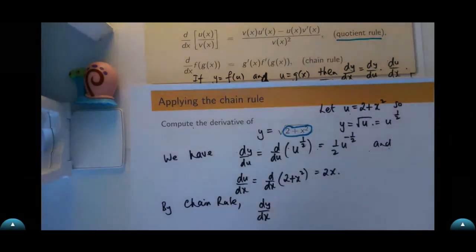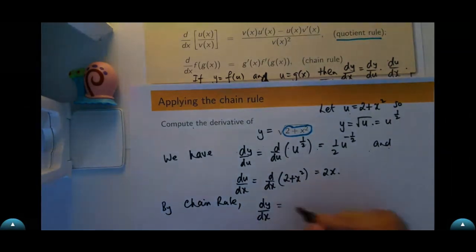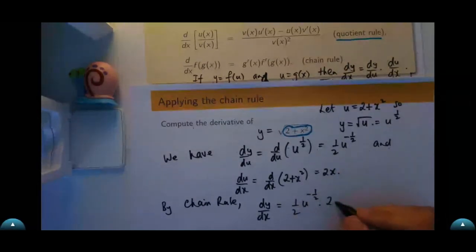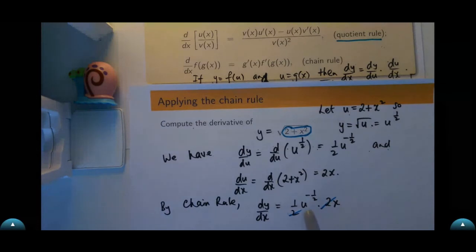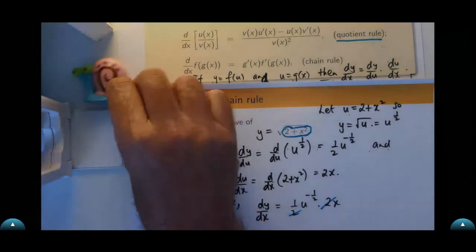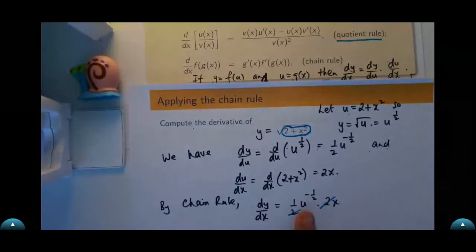So dy/dx equals that times that. Obviously the 2's are going to cancel out, but they're not right here. What do I do with the u? What do you do with the u? Anyone tell me what happens with the u? Let me know in the chat.